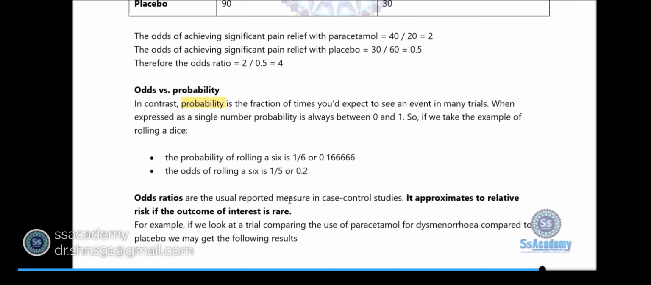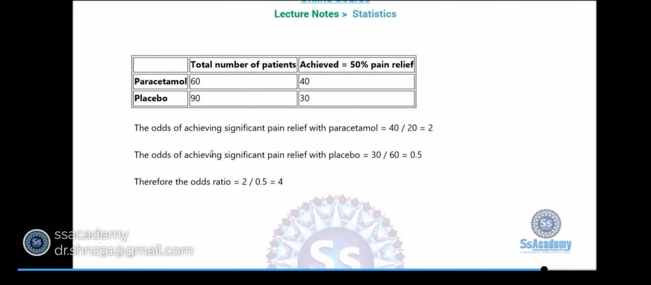Odds ratios are the usual reported measure in case control studies. It approximates to the relative risk if the outcome of interest is rare. For example, if you look at a trial comparing the use of paracetamol for dysmenorrhea compared to placebo, we may get the following results: achieving significant pain relief, and therefore the odds ratio.